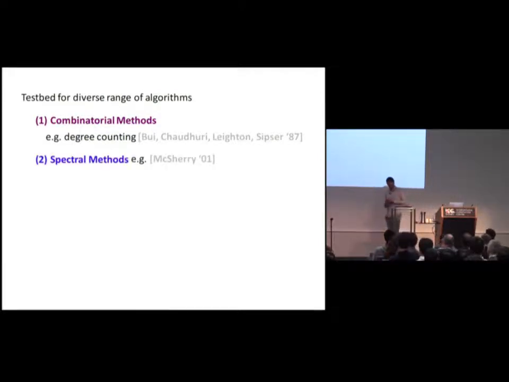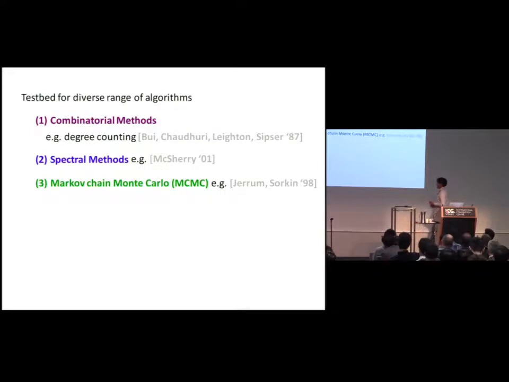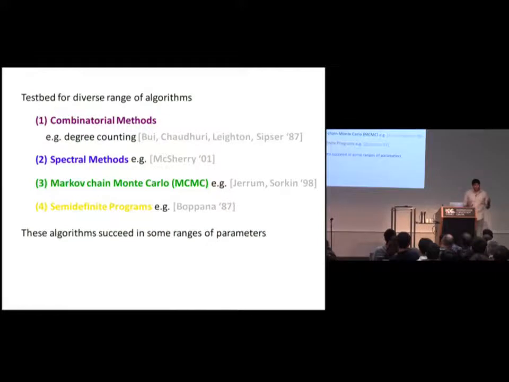There are fancier things like spectral methods, where you take your graph on n nodes and turn it into an n by n matrix, and then you take the top k singular vectors, and those k singular vectors will reveal the planted community structure. There are also approaches based on MCMC, due to, for example, Jerrum and Sorkin. I won't get into those. And there are, for example, semi-definite programs as well. And these algorithms all succeed in some range of parameters, depending on the connection probabilities of your underlying model. They do and don't work.